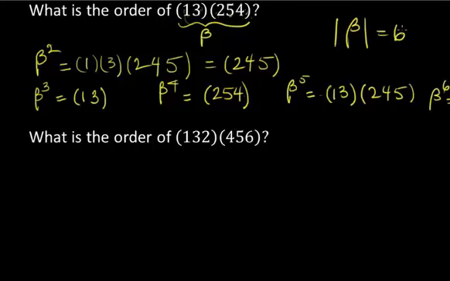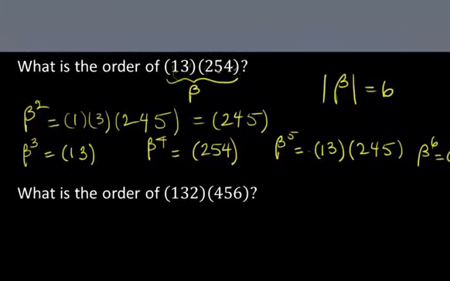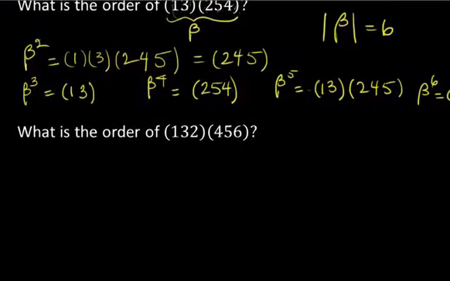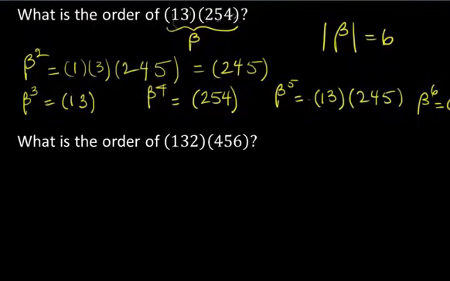I know you guys are going to need a little more time on that. You might want to write it out, but check and see that you can get that one. You might have to write out more. And we'll do more in class. I just don't want to make this video too long. So the order of it was 6. Notice you had a 2-cycle and a 3-cycle, and the order was 6.